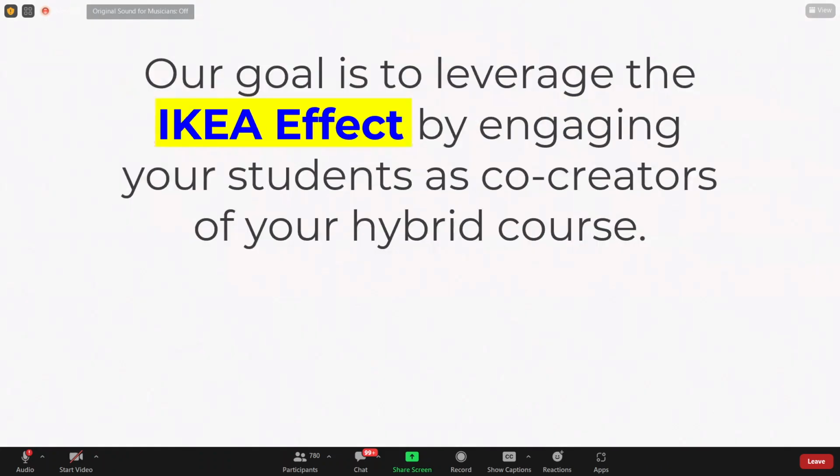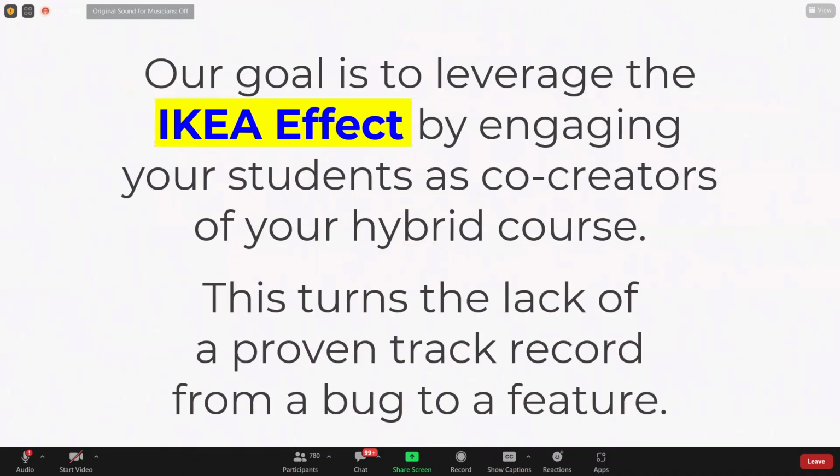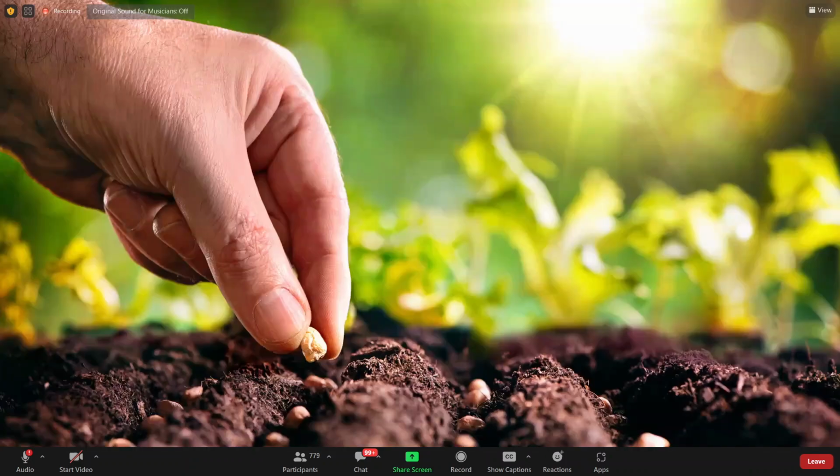So our goal is to leverage the IKEA effect by engaging your students as co-creators of your hybrid course. And this turns the lack of a proven track record from a bug to a feature. And it also seeds demand. So when you have those initial conversations, asking what they want and what are their challenges and what course will help them, you gather that information, they know that you're actively working on the problem. So when you come back to them and say, hey, I have this course, you're not coming out of left field. Now, we're going to talk a lot more about how to do that this afternoon.